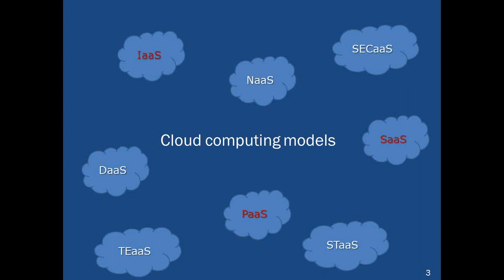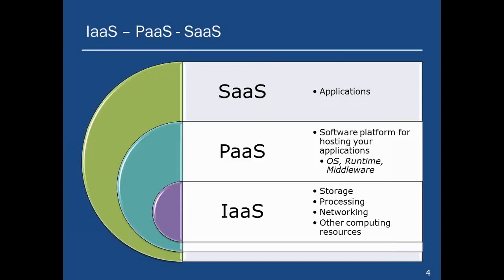However, apart from that, you also have security as a service that you see on the top right of the screen. Then you have network as a service, data as a service. Then you also have storage as a service, and you also have a testing environment as a service. So you have various cloud computing models, but as I said earlier, the popular ones are infrastructure as a service, platform as a service, and software as a service. So let's try to understand and differentiate and compare the three key cloud computing models.